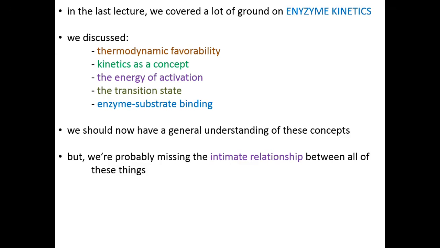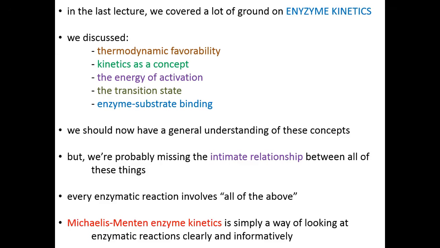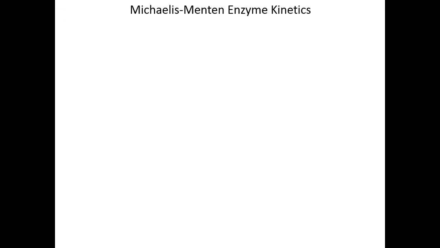At this point, though, no matter how comfortable you are with Lecture 4 and all of its chunks, you're probably missing the connection between all of these things, and that's what Michaelis-Menten enzyme kinetics allows us to achieve. Every enzymatic reaction that occurs in our bodies involves all of the above considerations of thermodynamics, kinetics, delta G double dagger, transition state, and enzyme-substrate binding. What Michaelis-Menten enzyme kinetics does is it brings all of those ideas together in a relatively simple and clear way so that you can tie these concepts into a single story.